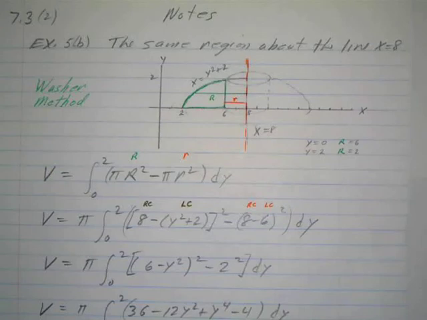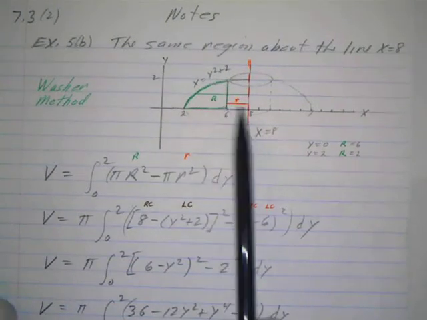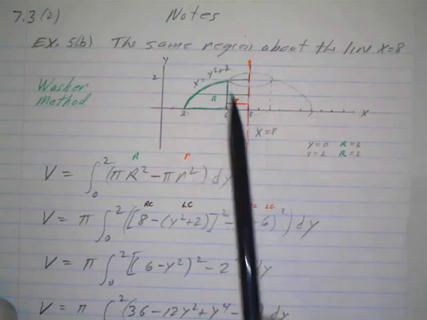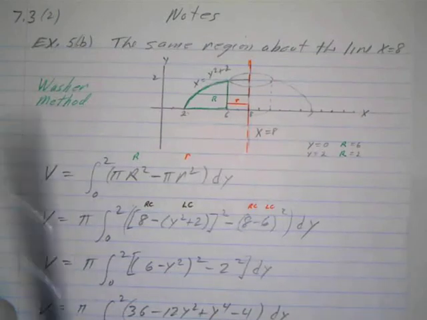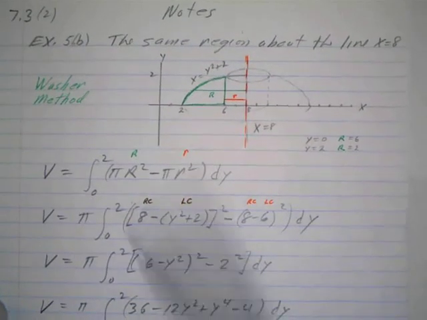Okay, more notes from section 7.3, and this is example 5B. We're going to take the same region that we had in 5A, except now we're going to revolve it not about the line x equals 6, but about the line x equals 8. Now we're going to have an offset, so we're going to have a hole in this revolution, so we're going to use the washer method. It's the same region.